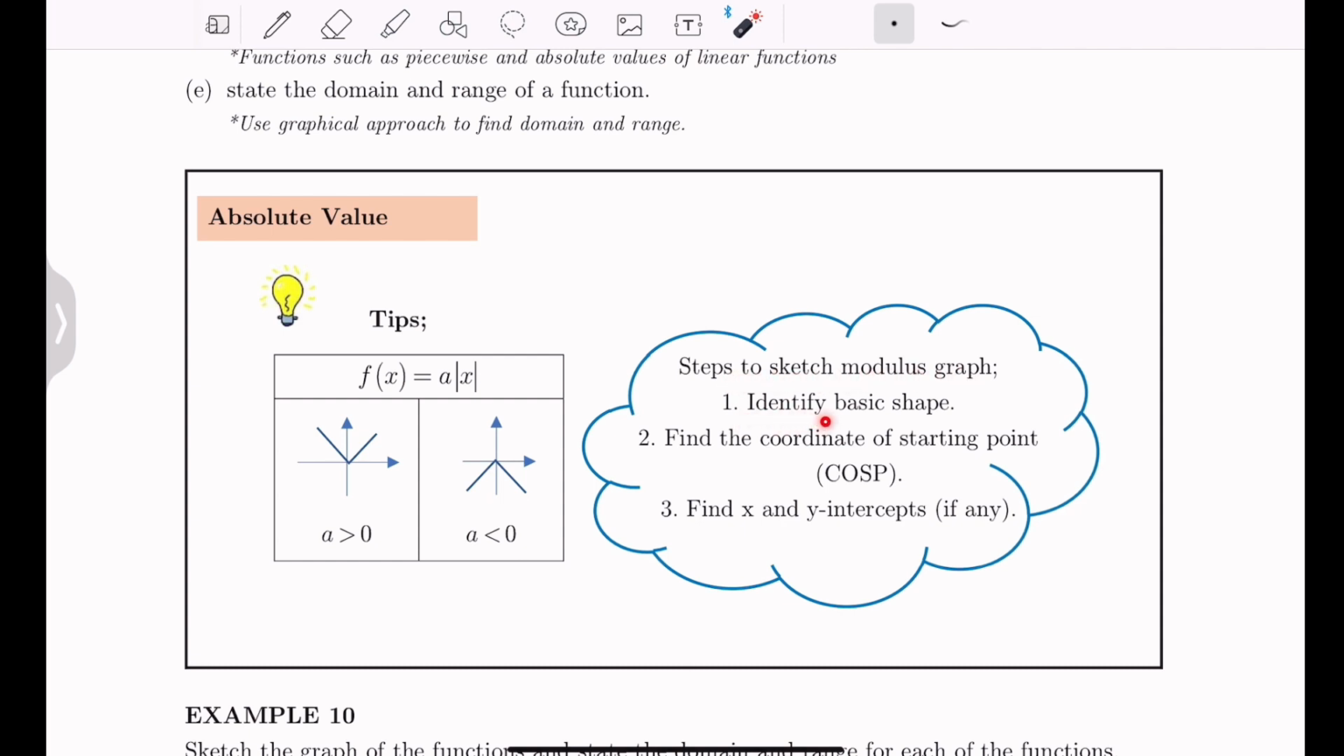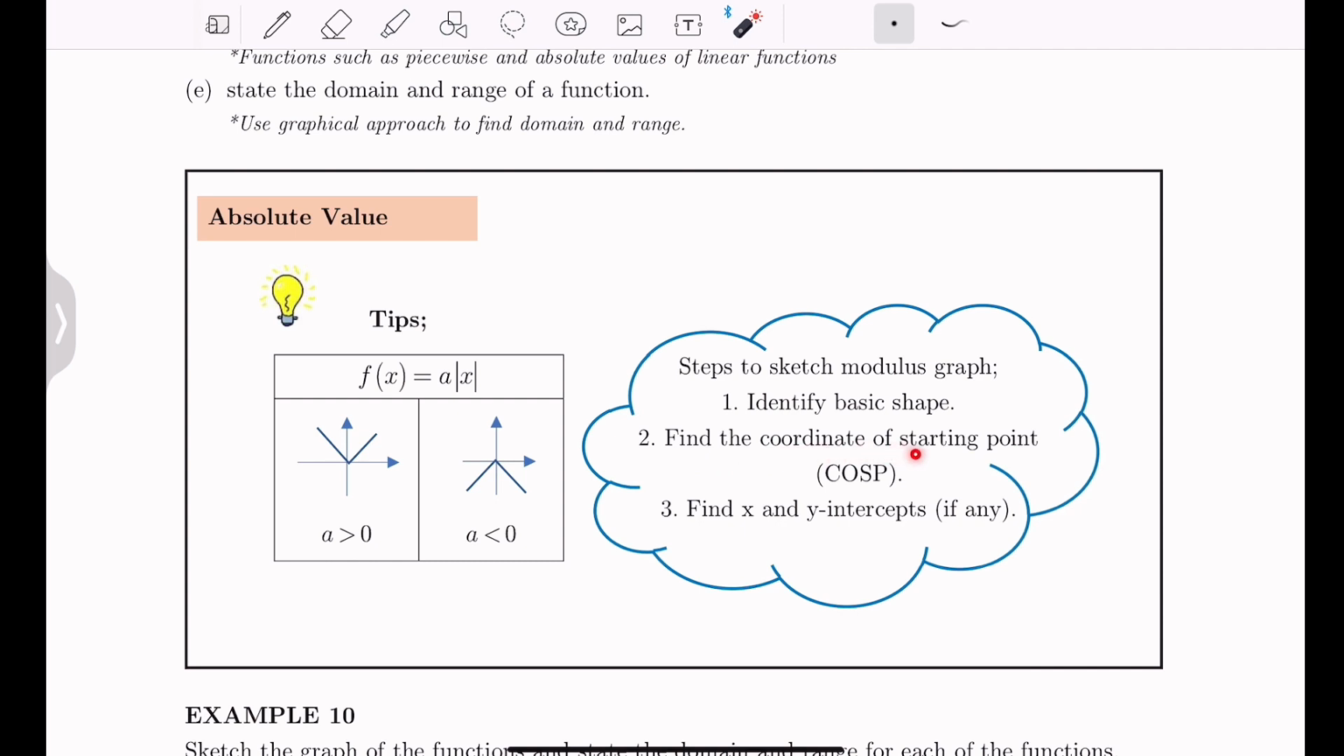The first step is to identify the basic shape. We have two basic shapes. It depends on the coefficient of modulus x. If a is greater than 0, we have something like a V. When we have a negative, a less than 0, we have an upside down V.